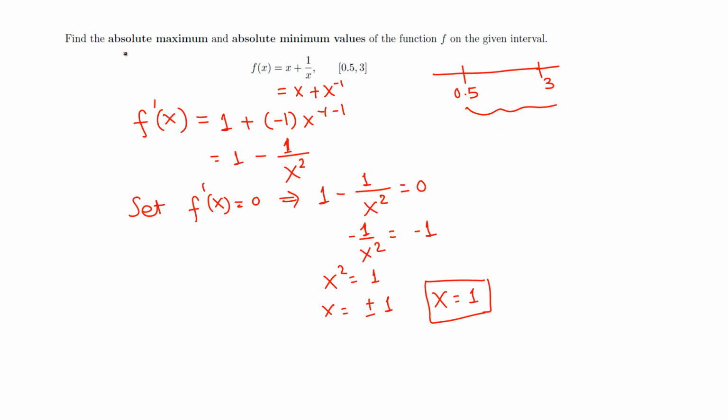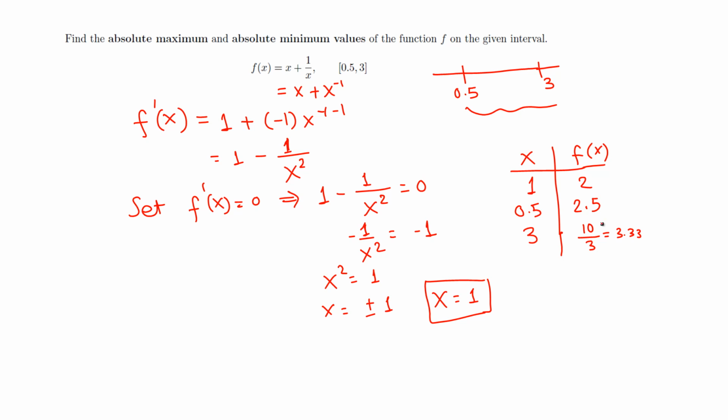Now we evaluate the given function at the critical number 1, because negative 1 is outside of this interval, and at the endpoints of the closed interval. So let's do over here x and corresponding function value: critical number 1, and the endpoints 0.5 and 3. Plug in 1 into the function x plus 1 over x, then we get 2. Plug in 0.5 plus 1 over 0.5, we get 2.5. 3 plus 1 over 3 is 10 thirds, which is 3.33.